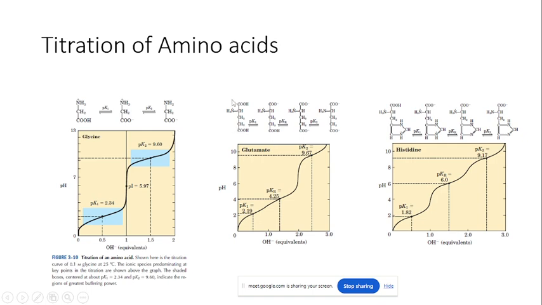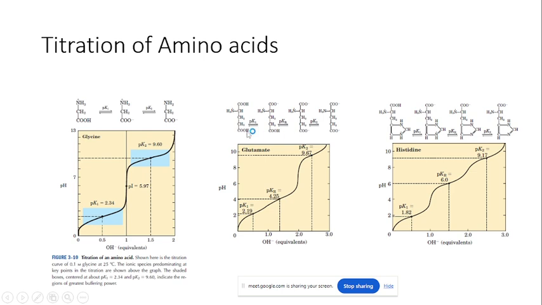So initially it has charge plus 1. After elimination of this hydrogen, it has charge of plus 1 minus 1 equals 0. That means it is existing in zwitterionic form, right? And at pH equal to pK1 of 2.19, it will exist as equal amounts of this zwitterionic form and this form. Then again, when you keep adding OH minus, what will happen?